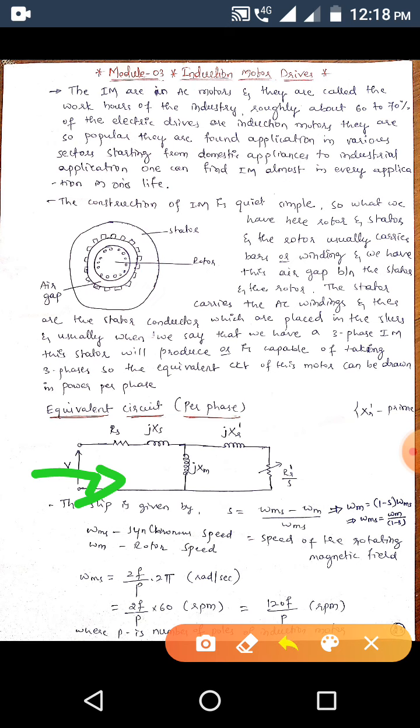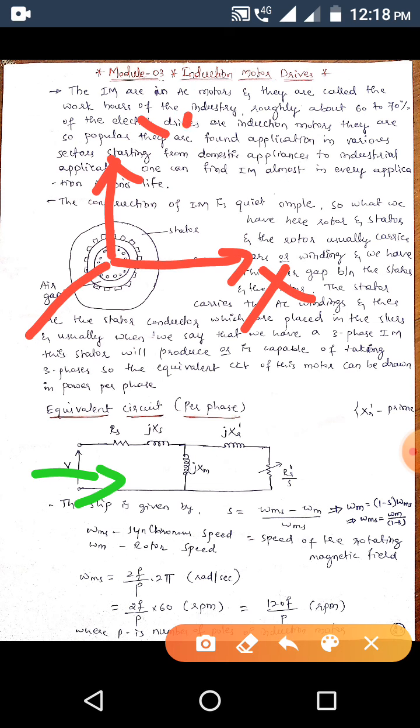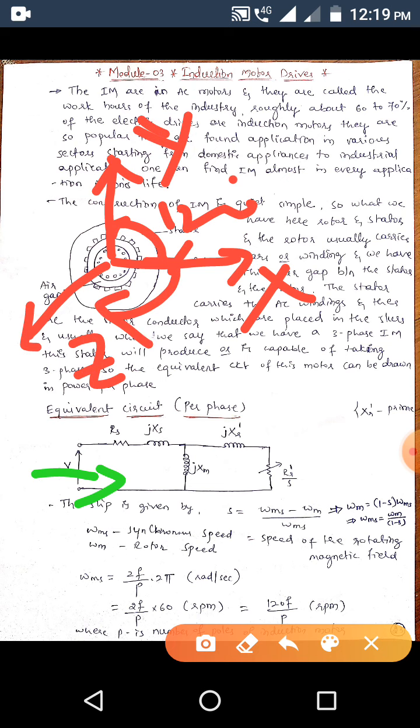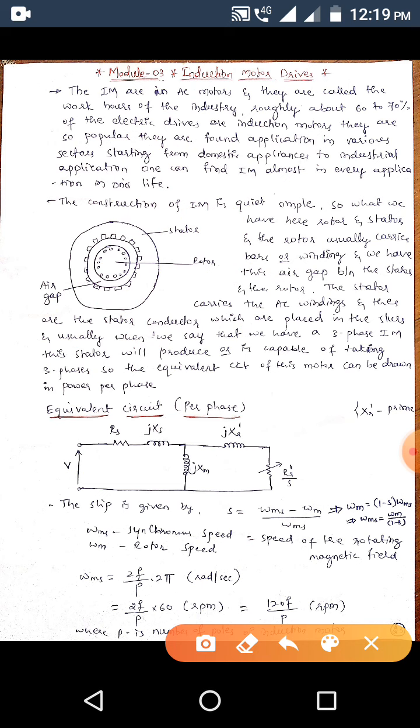For example, if it is a three-phase supply, we have X, Y and Z as the three-phase supplies on the induction motor. In between these two there will be a 120 degree phase angle here. Then it starts rotating in clockwise direction, the forward direction.